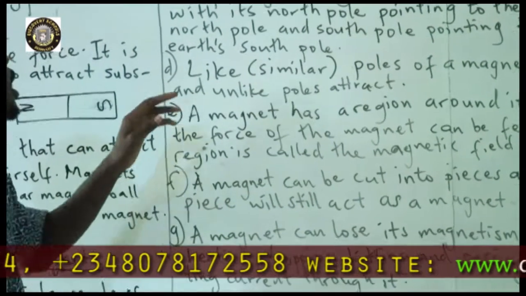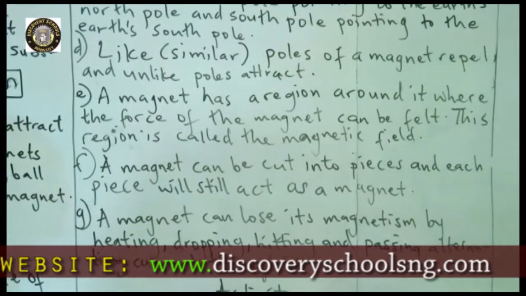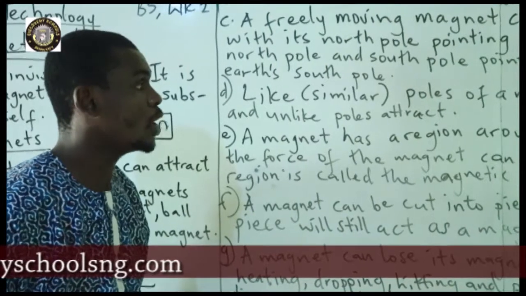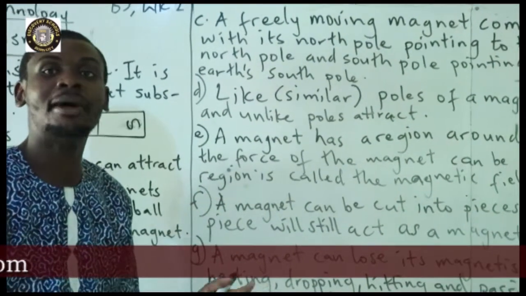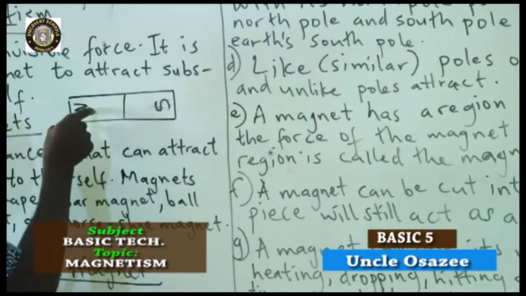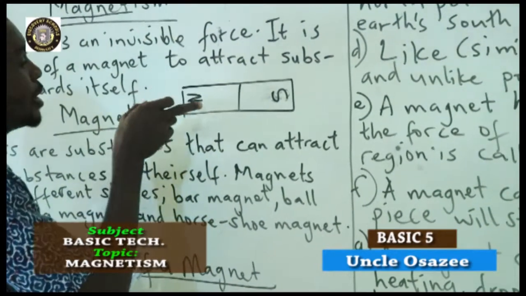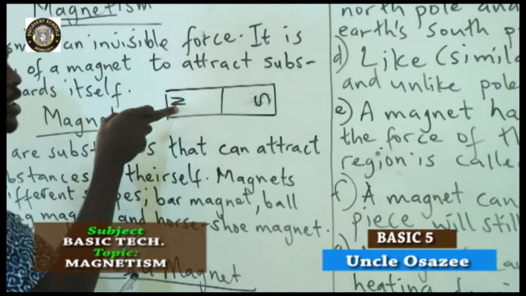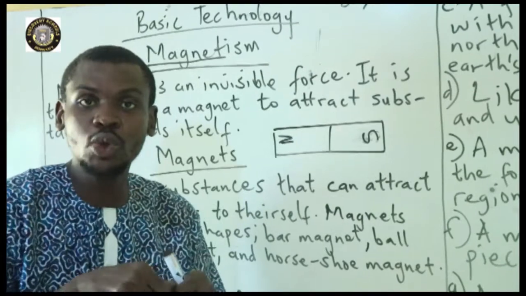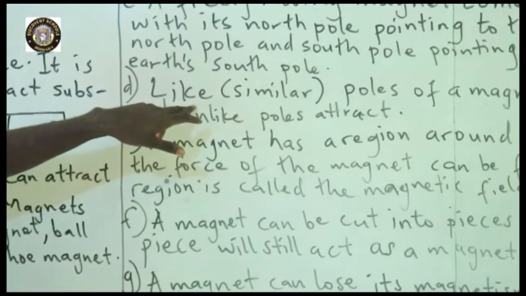freely in the air. Now, the next one we'll look at is like poles of a magnet repel and unlike poles attract. Now, what we mean by like poles, we are talking about similar poles. Let's say, for example, if I bring the north pole of a magnet close to the north pole of this magnet, what will happen? There will be what we call repulsion, moving away. The two will tend to move away from each other. Why? Because they are similar, they are like poles.